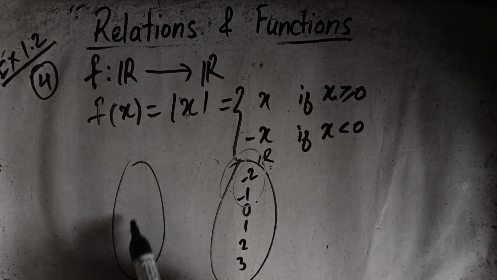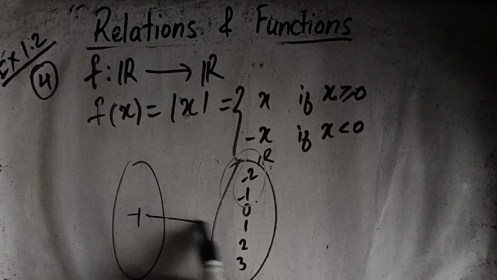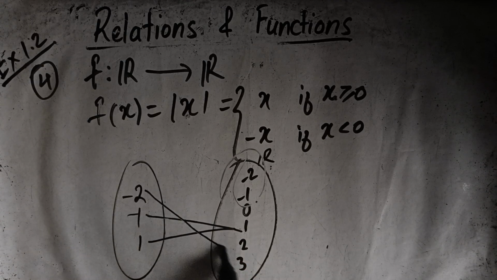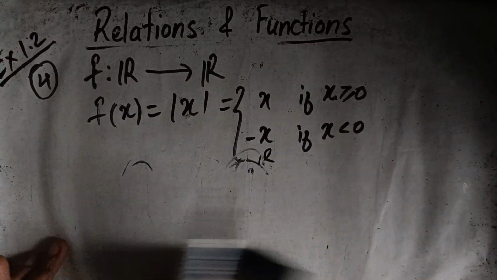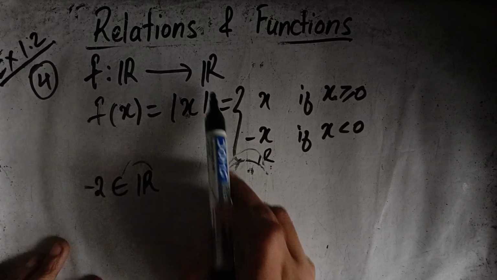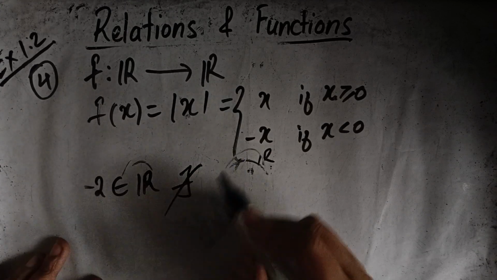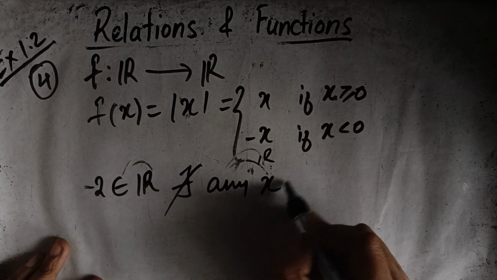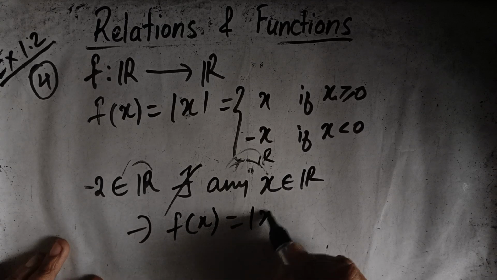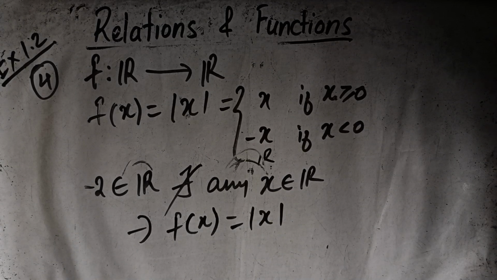Okay, that is, minus 1 is going to 1 and 1 is also going to 1. Minus 2 is going to 2 and 2 is also going to 2. So all the negative and positive numbers are going to the positive numbers. So negative numbers are left out. So you can write for, say, minus 2 belonging to R, that is this set, there does not exist any x belonging to R such that f of x is equal to mod of x. Okay.